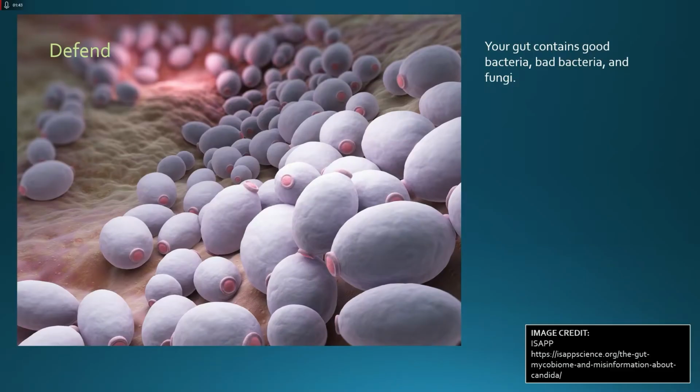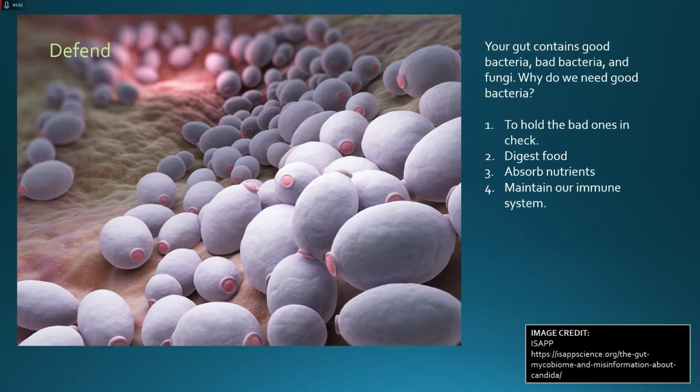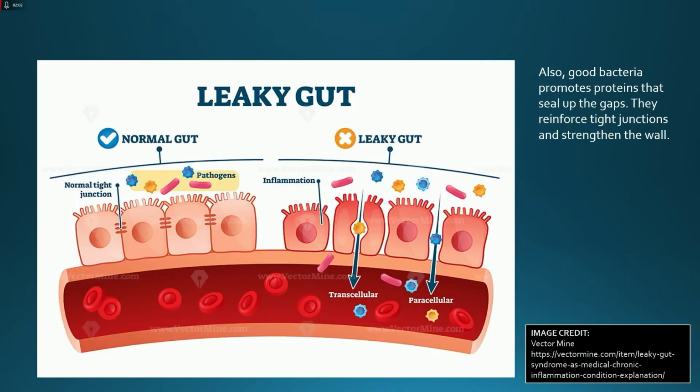Defend. Your gut contains good bacteria, bad bacteria, and fungi. Why do we need good bacteria? To hold the bad ones in check, digest food, absorb nutrients, and maintain our immune system. Also, good bacteria promotes proteins that seal up the gaps. They reinforce tight junctions and strengthen the wall.